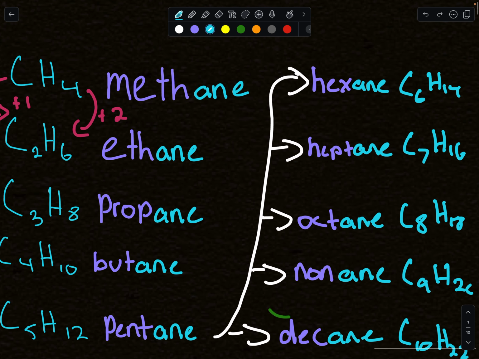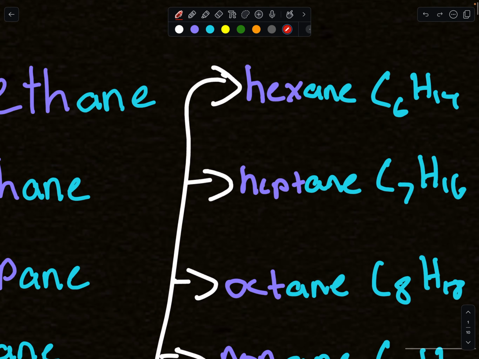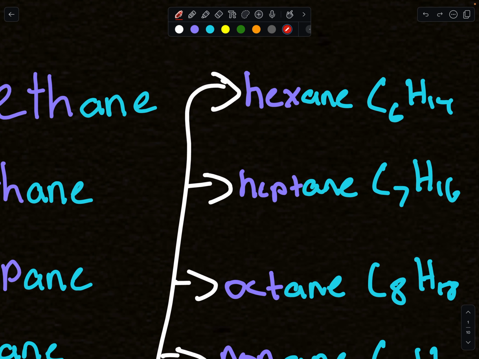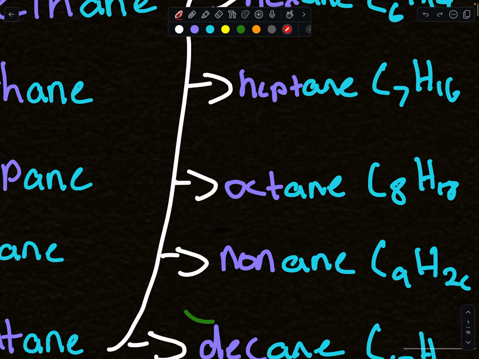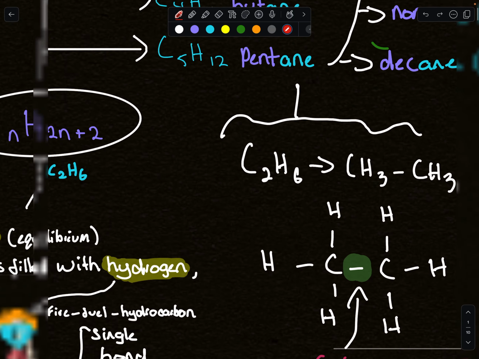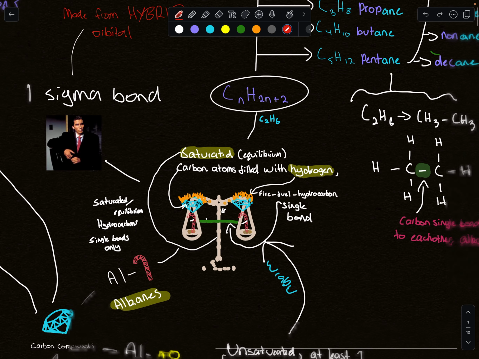Now here, they all follow the formula. 6 times 2 is 12, plus 2 is 14. Then 7 times 2 plus 2, 14 plus 2, 16. So they all follow this right here.